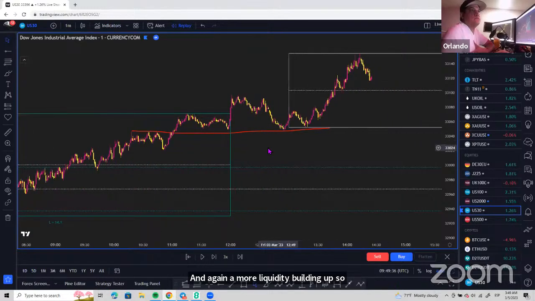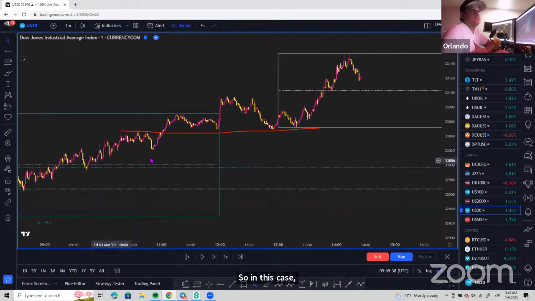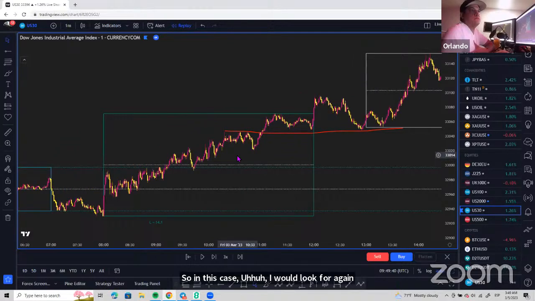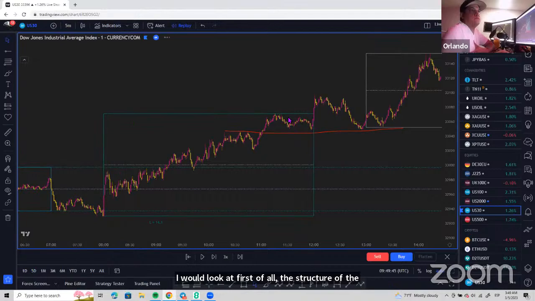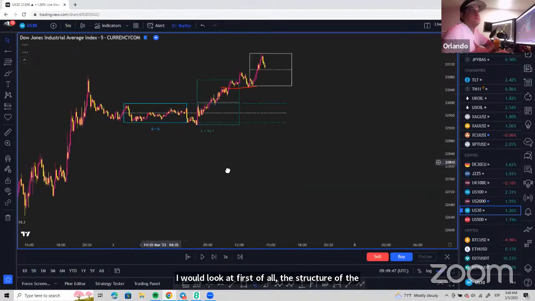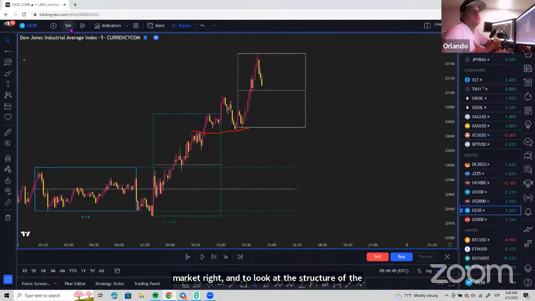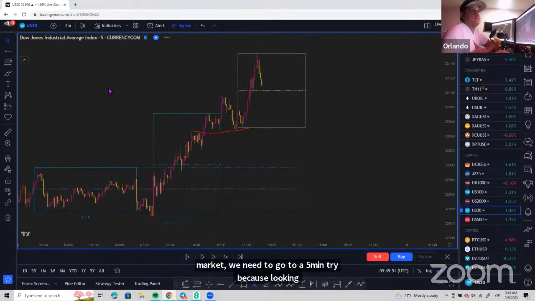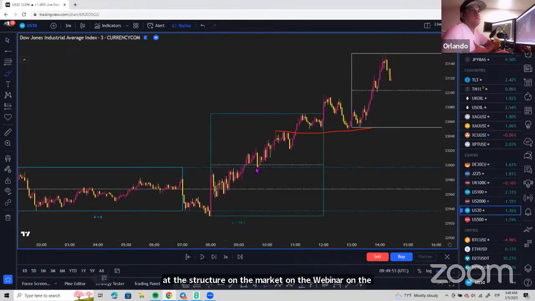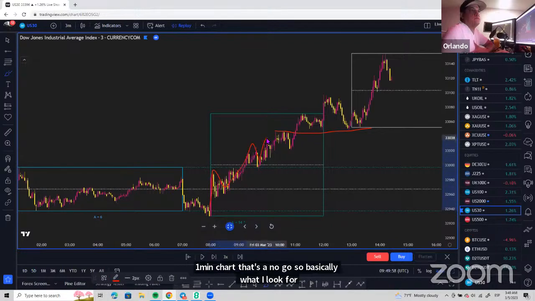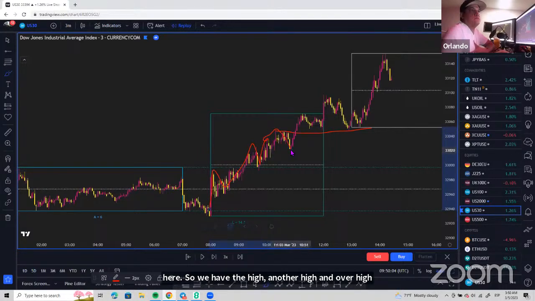So in this case, I would look, first of all, at the structure of the market, right? And to look at the structure of the market, we need to go to a 5-minute chart, because looking at the structure of the market on the 1-minute chart, that's a no-go. So basically what I look for here, we have the highs, another high here. And this is the trap, right? Here we have the high, and here we have the low.